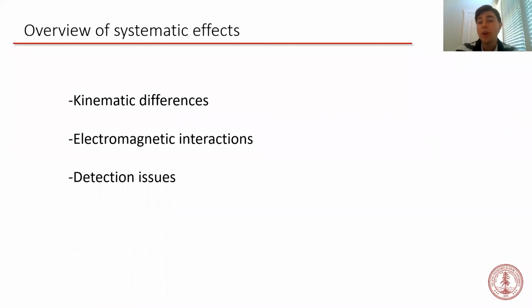In order to interpret our result in the context of the equivalence principle, we need to understand all the systematic effects that could influence the measurement. We can divide the relevant systematic errors into 3 categories. First, there are effects that arise from the kinematic differences between the isotopes. Second, there are systematic errors due to electromagnetic interactions. And third, there are technical sources of error associated with the way that we detect the differential phase.